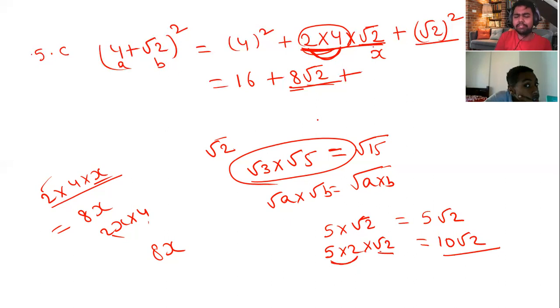Plus this part. What would be the value of this? Root 2 square would be? Root 2 square will cancel, so that would be just 2. Can I add or subtract something out of here?